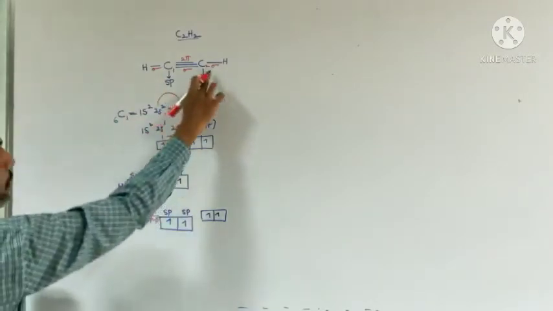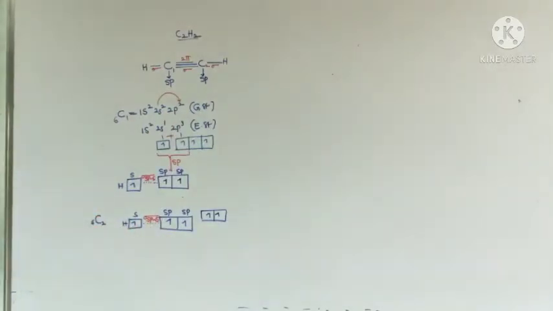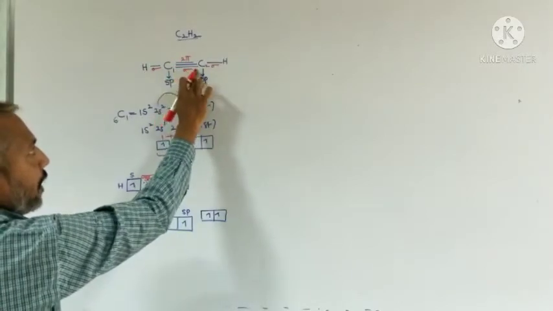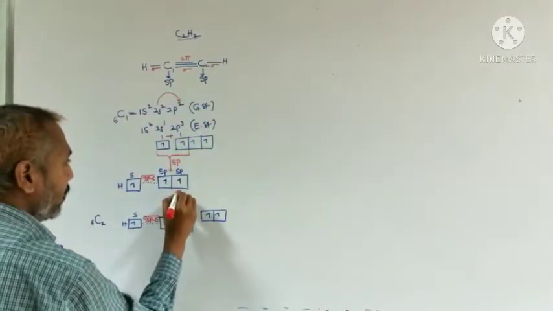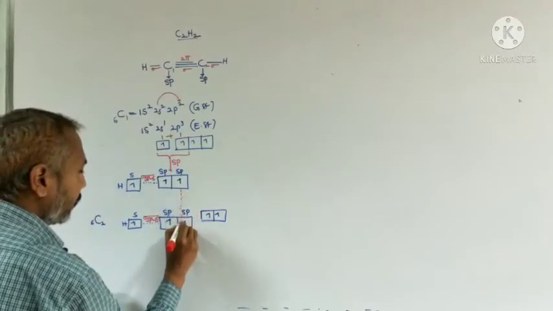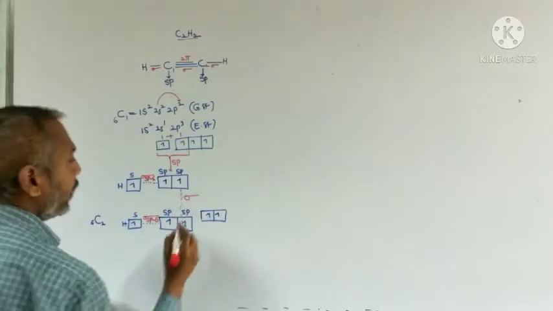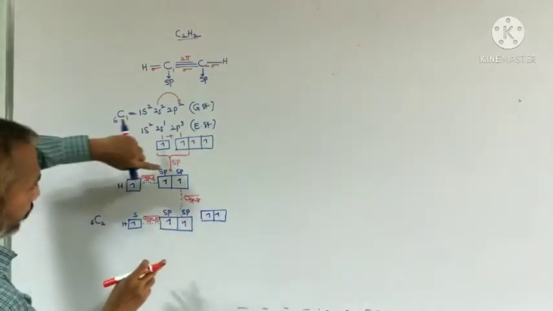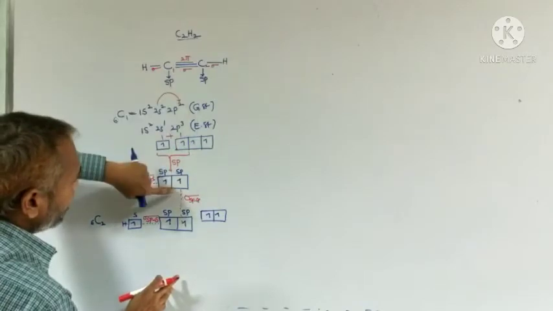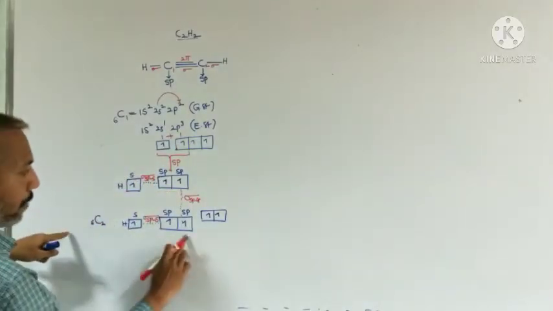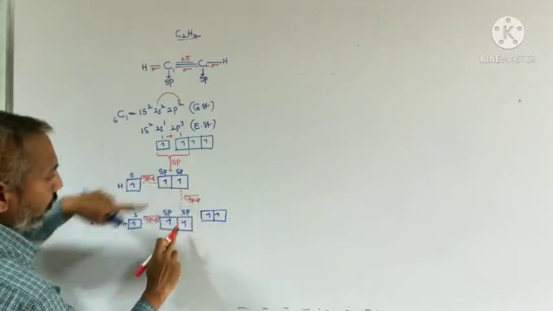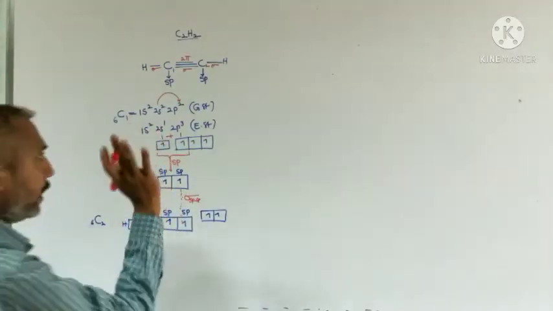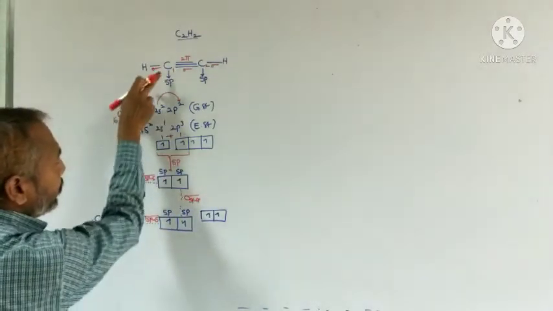This is the C1 carbon, and this is the C2 carbon. Now this sigma bond, which hybridization is here? It is a carbon-carbon sigma bond. Which hybrid orbitals? The sp hybrid orbital of the C1 carbon and the sp hybrid orbital of the C2 carbon overlap to form a sigma bond.